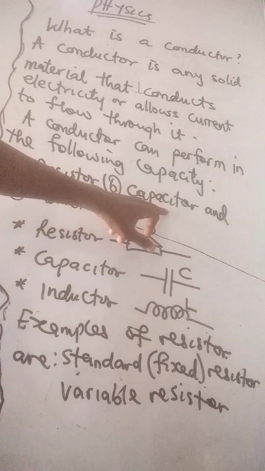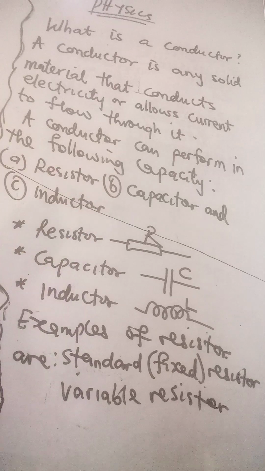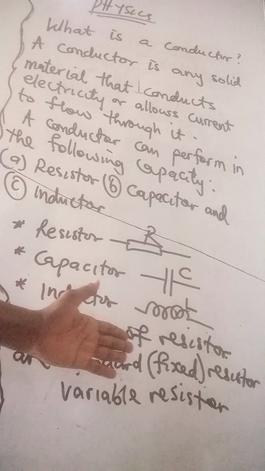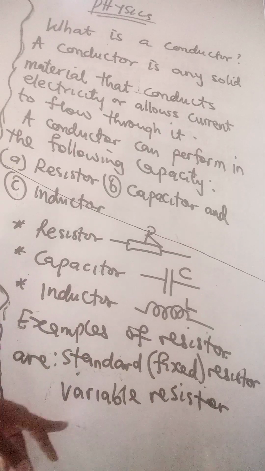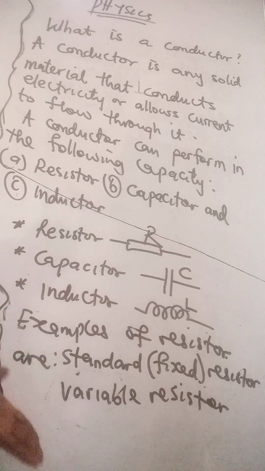But as for capacitor and inductor, we are not going to mention them under current electricity because they are meant for another phase of electricity called alternating current electricity. That will be in the year 11 scheme. We are going to mention that. Okay. Now, examples of resistor are, we have the standard resistor, which is also called a fixed resistor. We have the variable resistor, which is a rheostat.